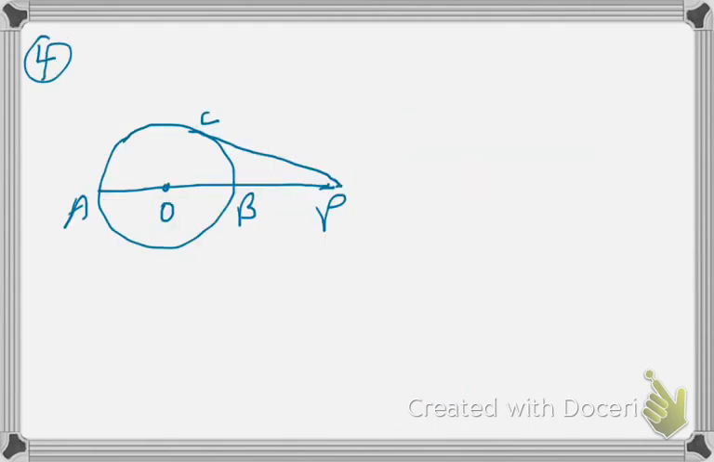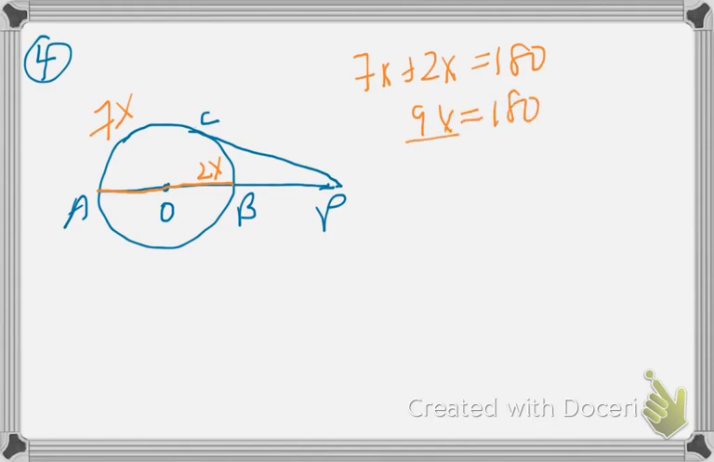Okay, here's number 4, and we're told that the ratio of arc AC to BC is 7 to 2. So we're going to label this one as 7x and this one as 2x. And because AOB is a diameter, we know that 7x plus 2x must equal 180 degrees. So that gives us 9x. Divide both sides by 9, and you get x equals 20. So that means this arc equals 140, and this arc equals 40.